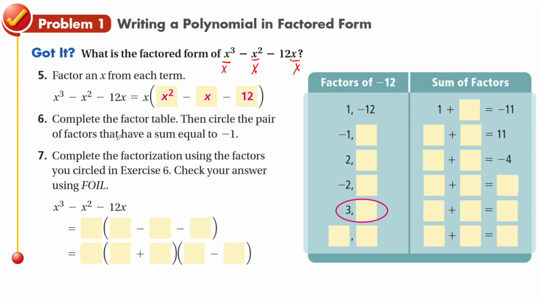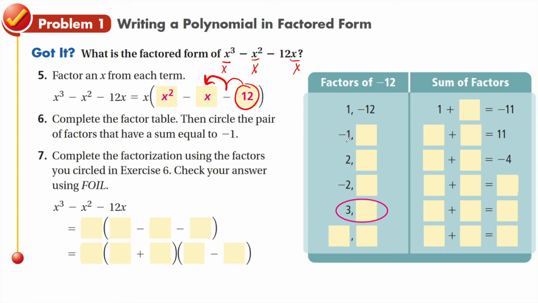Complete the factor table, then circle the pair of factors that have to have a sum equal to -1. Essentially what we're going to be doing is they want to take this quadratic trinomial, the x squared minus x minus 12, and factor it down into two separate binomials. In order for you to do that, you have to figure out what will multiply to that -12, but eventually add to a -1. Or how I like to put it, what multiplies to 12, but will subtract to a -1.